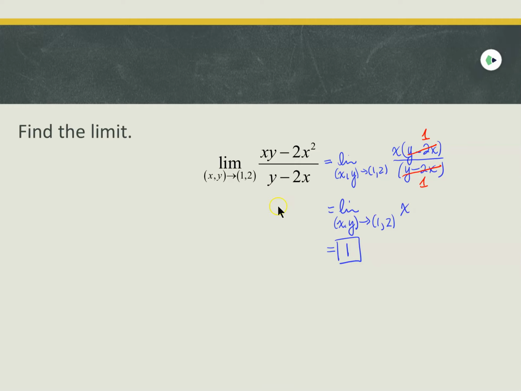So what this is saying is not that this function is equal to 1 at 1, 2, but what it is saying is if I choose a path that leads to 1, 2, and I consider all of the points along that path, and the limit as I evaluate this function at those points, what's going to happen is the outputs or the values produced by this function are simply going to get closer and closer and closer to 1. I hope you find this helpful.